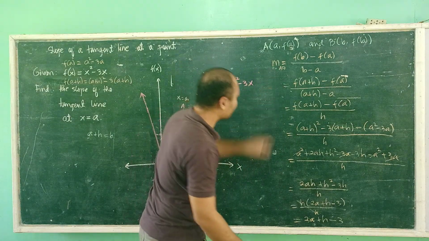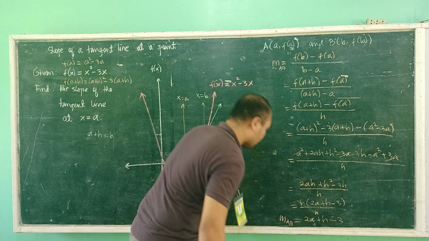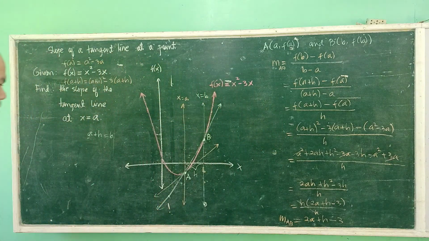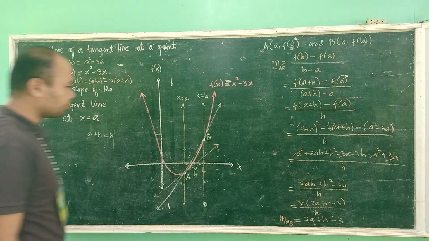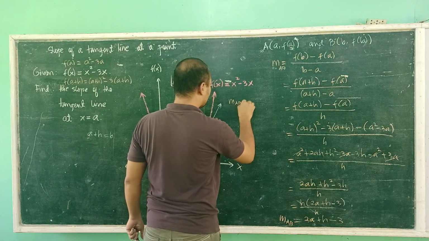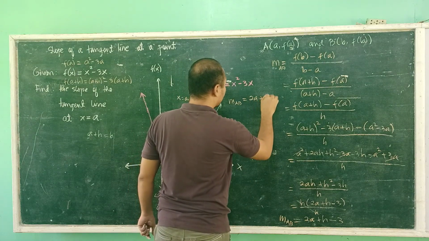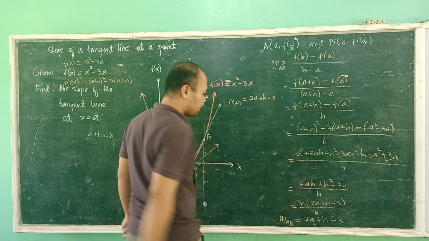So this is the slope of the line AB. The slope of the line AB is 2A plus h minus 3. Okay, so I'll write this up in here. The slope of the line AB is just equal to 2A plus h minus 3.